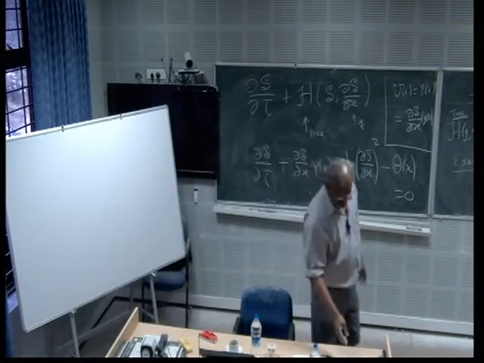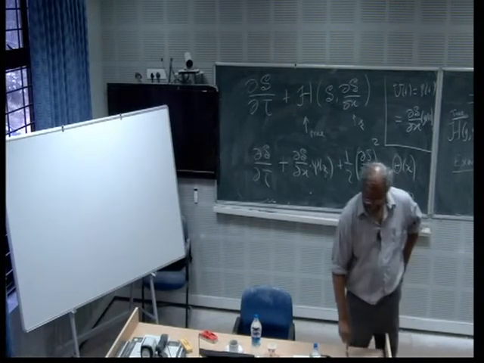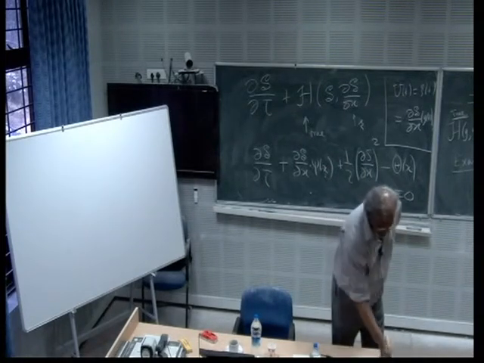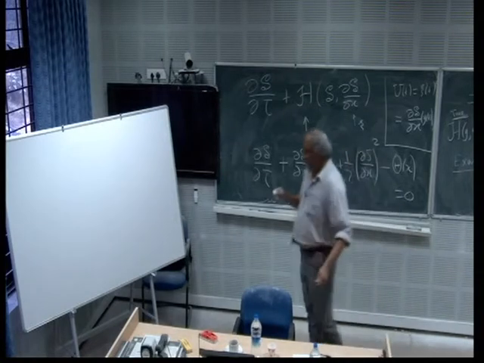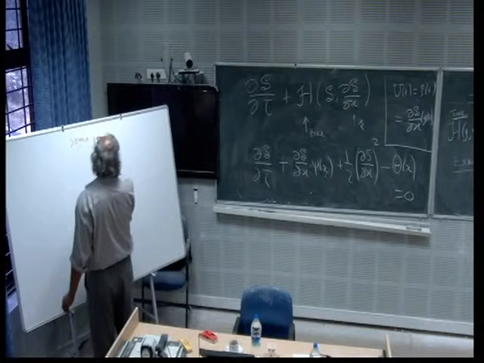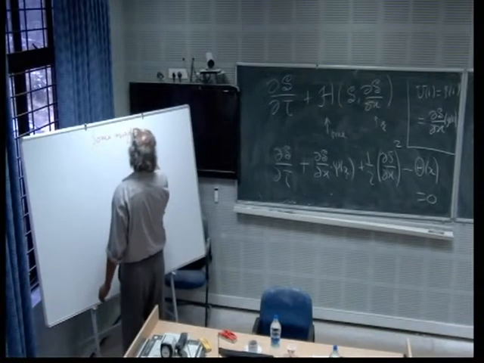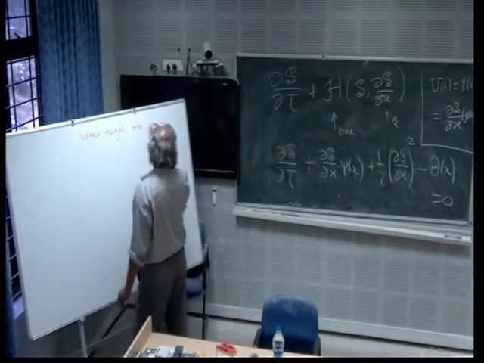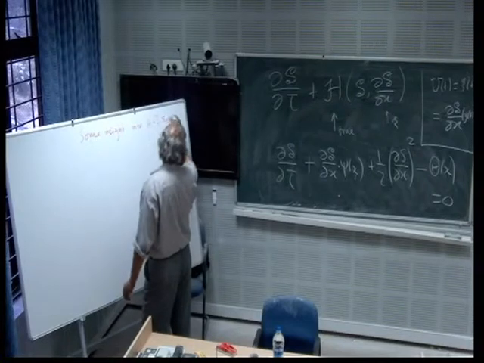Some insight: what type of solutions can we expect in the Hamilton-Jacobi equation?